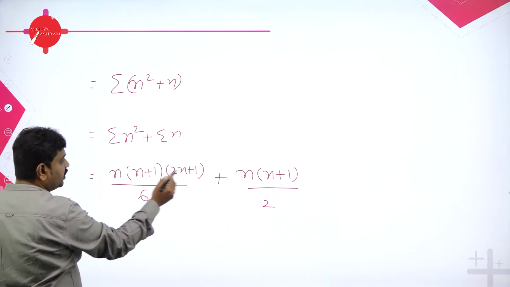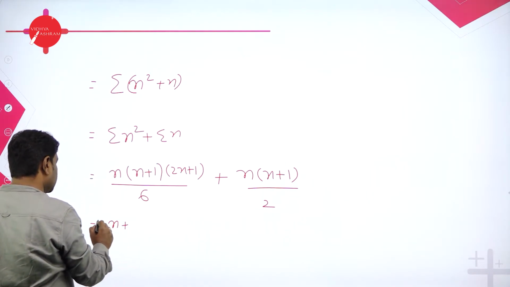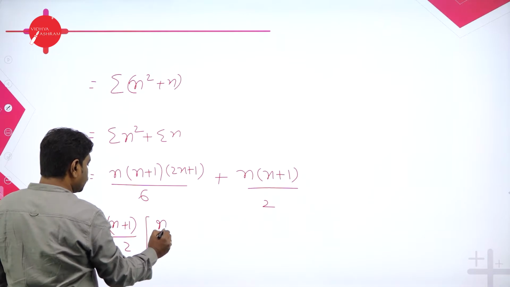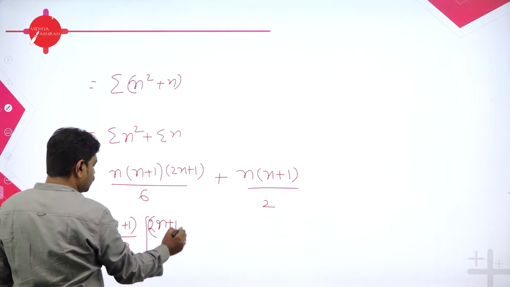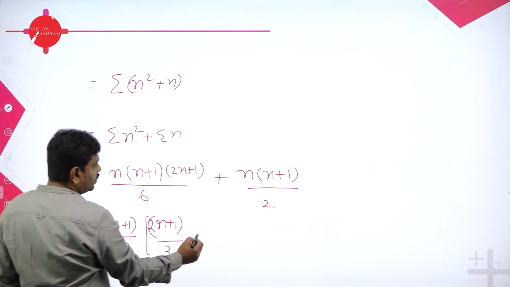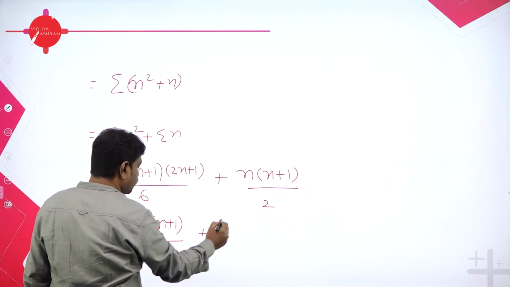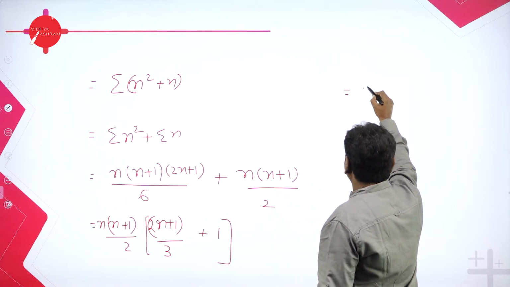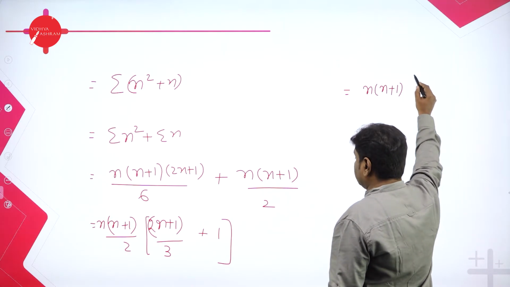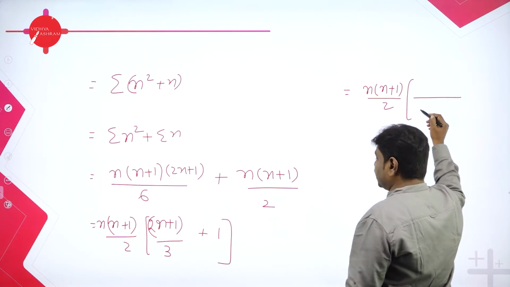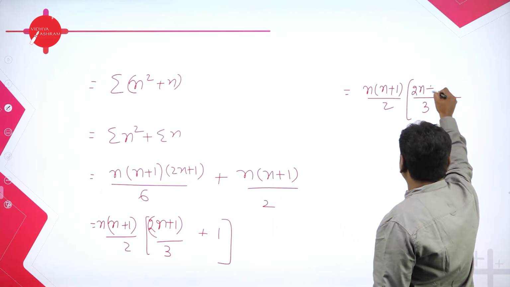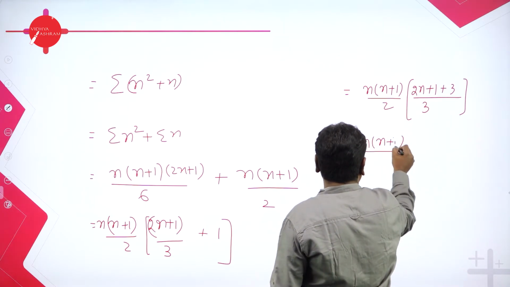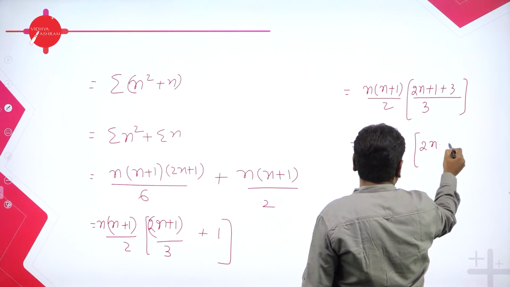Now, in these two terms, n into n plus 1 by 2 is common, I will take it out. So I will take n into n plus 1 by 2 common, so I am left with 2n plus 1 divided by 3, plus, since n into n plus 1 by 2 I took out, it will be plus 1. Simplify this further. Outside we have n into n plus 1 by 2, and for the internal term take LCM. If I take LCM, it will be 2n plus 1 plus 3. Now further simplify, it will become n into n plus 1 by 2 into 2n plus 4 by 3.